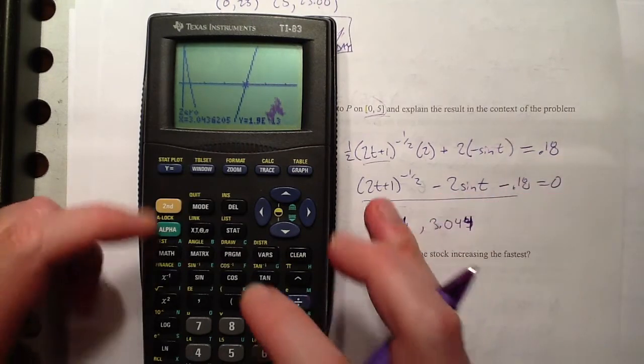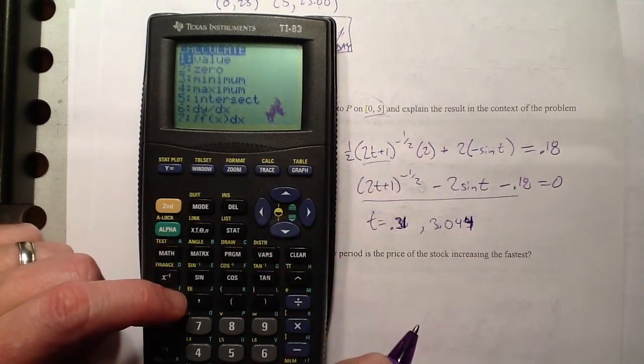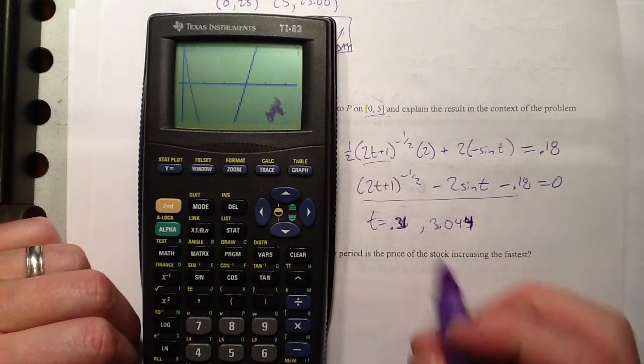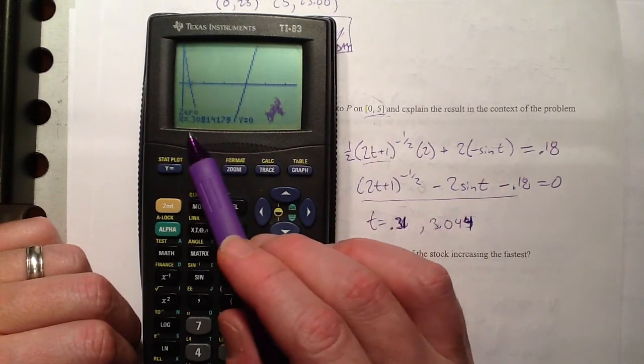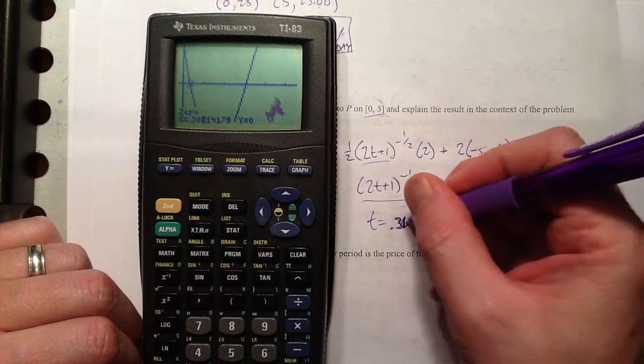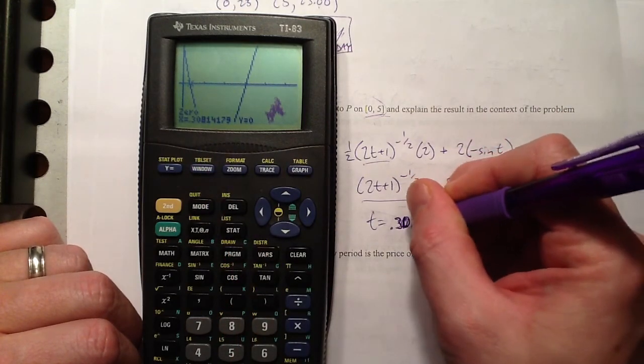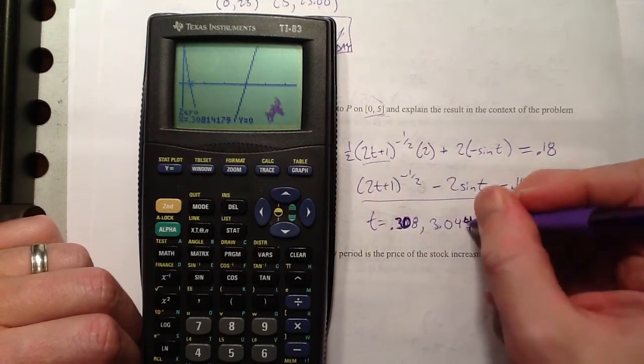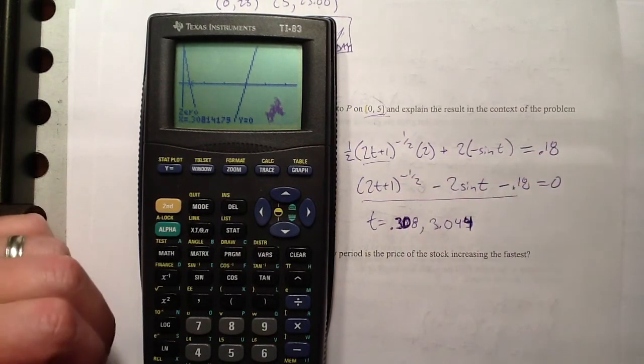And let me just go back and fix that one. The other one was between 0 and 1, so it would be 0.308. Let's do it right. Got to get in the habit of doing that now. All right, so that's messy.